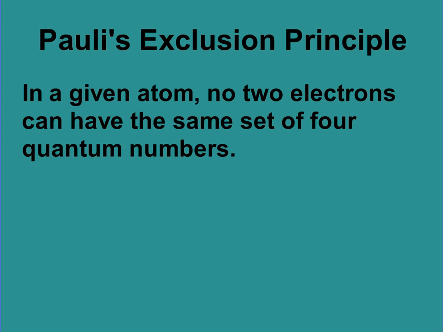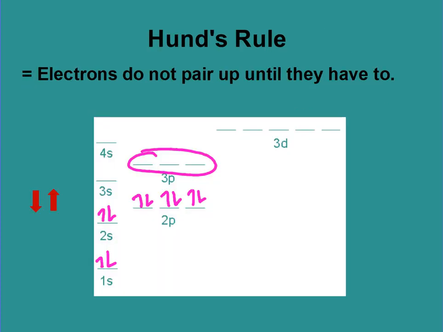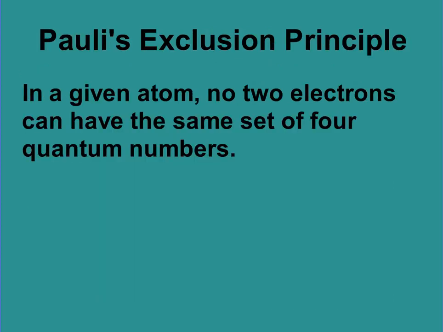Pauli's exclusion principle says that no two electrons can have the same set of quantum numbers. What that simply means is you can't have two arrows going up, nor can you have 3 electrons in any of these orbitals, because then 2 would be exactly the same. So in other words, electrons have to have opposite spins, and you can only have no more than 2 electrons in any orbital.